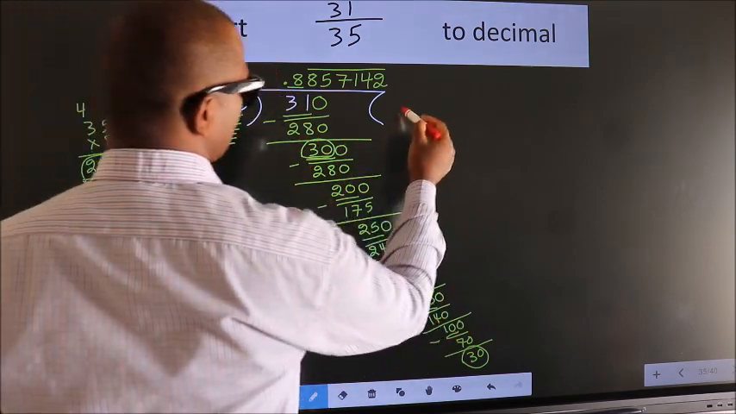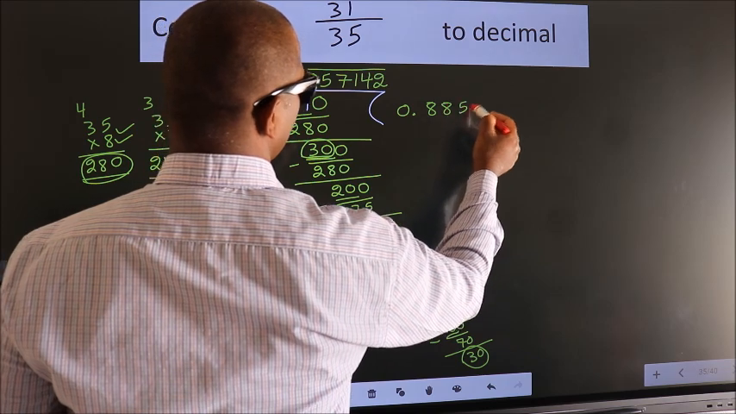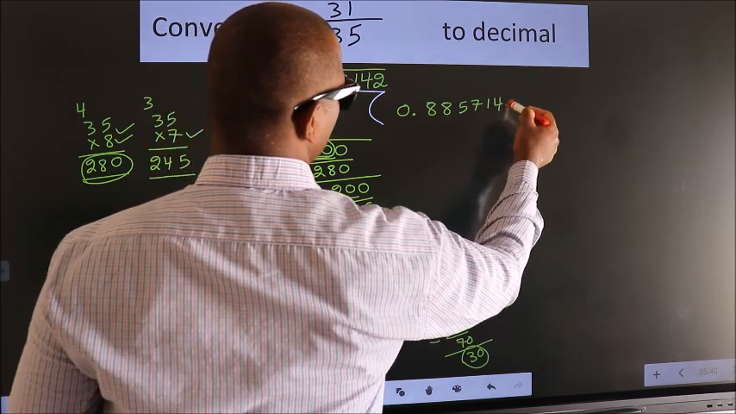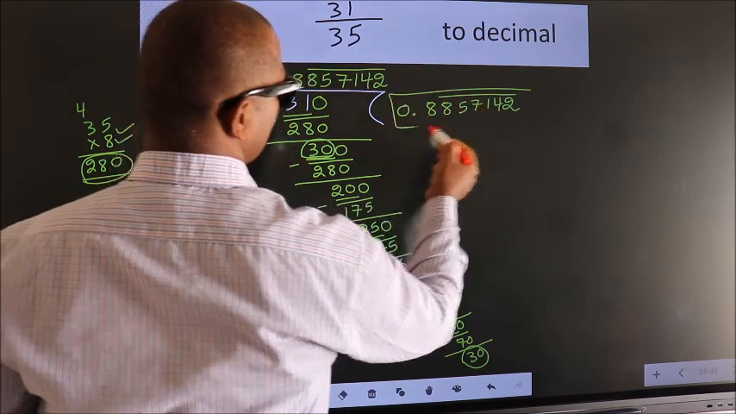Therefore, our answer is 0.8857142, with a bar on these numbers. This is our answer.